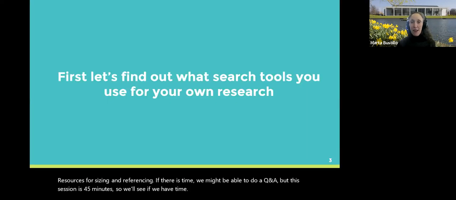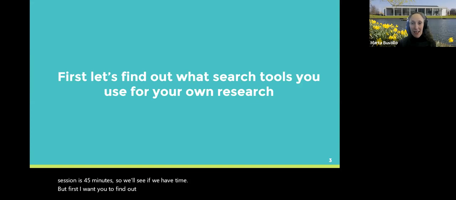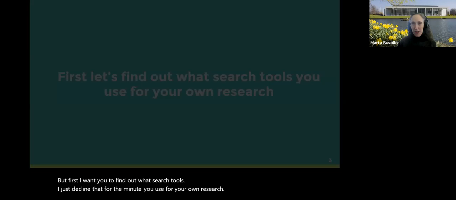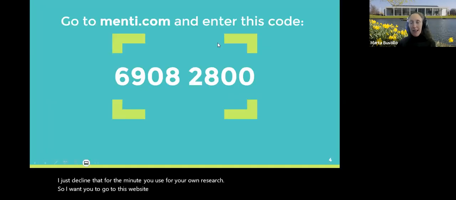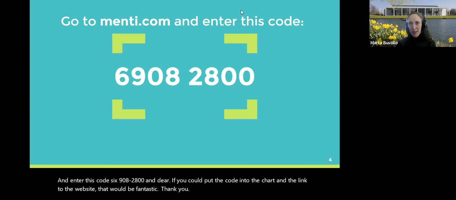But first, I wanted to find out what search tools you use for your own research. So I want you to go to this website, menti.com, and enter this code, 6908-2800. And Diarmuid, if you could put the code into the chat and the link to the website, that would be fantastic. Thank you. I'm going to stop sharing for a minute and go myself to menti.com so we can see what things you are actually using for your searches.